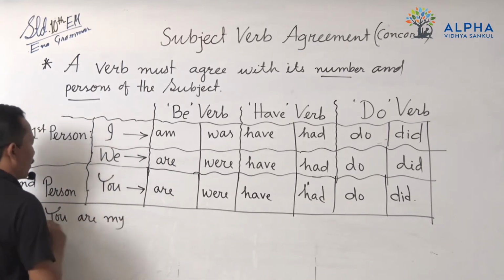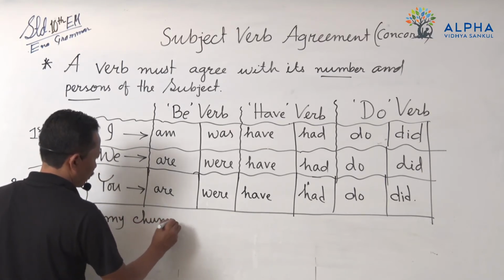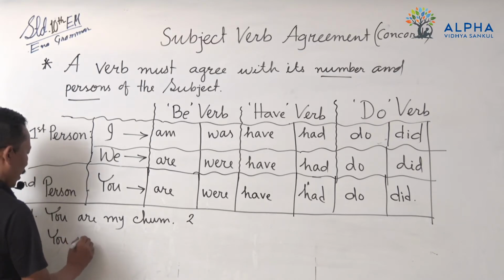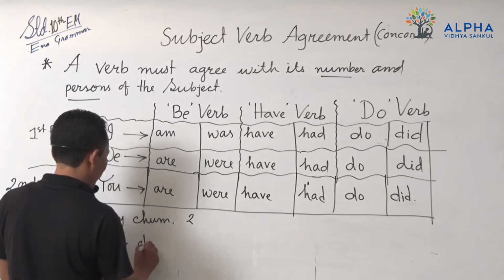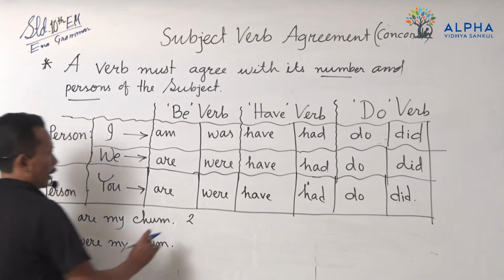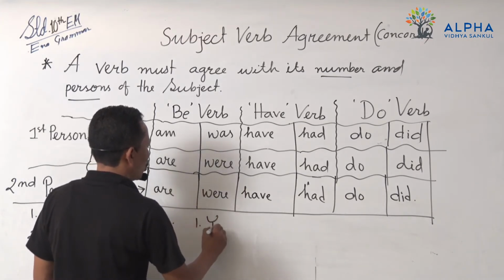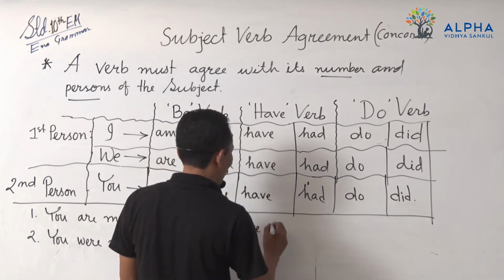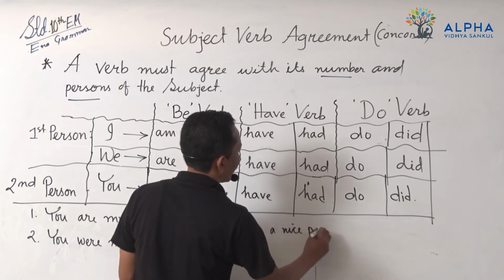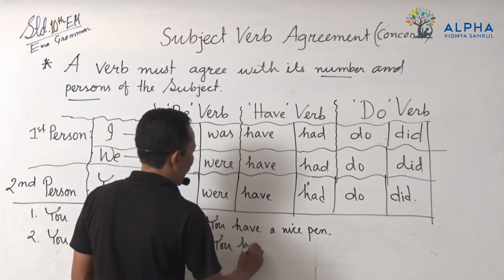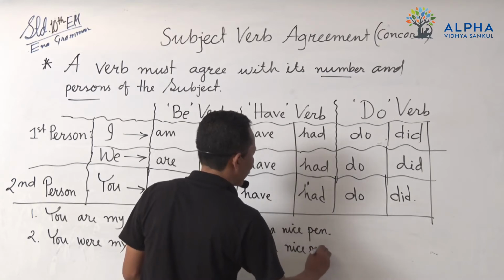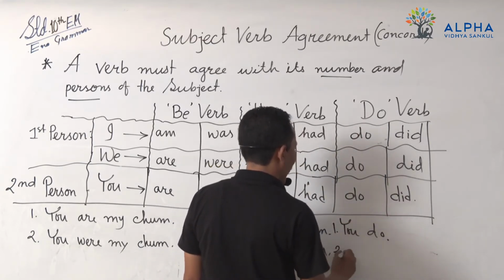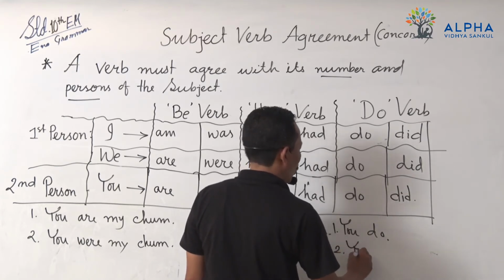Now the examples. See, you are my chum, which means friend. Number 2, you were my chum in the past tense. And you have a nice pen. Number 2, you and past had: you had a nice pen. Then for the do verb, you do. Second, you did.